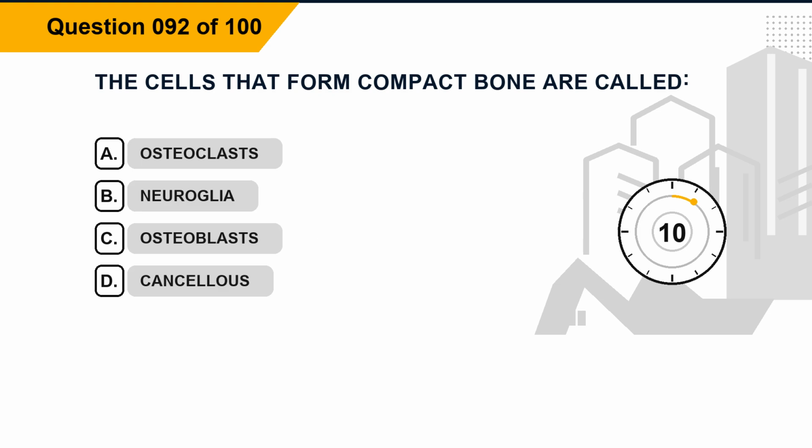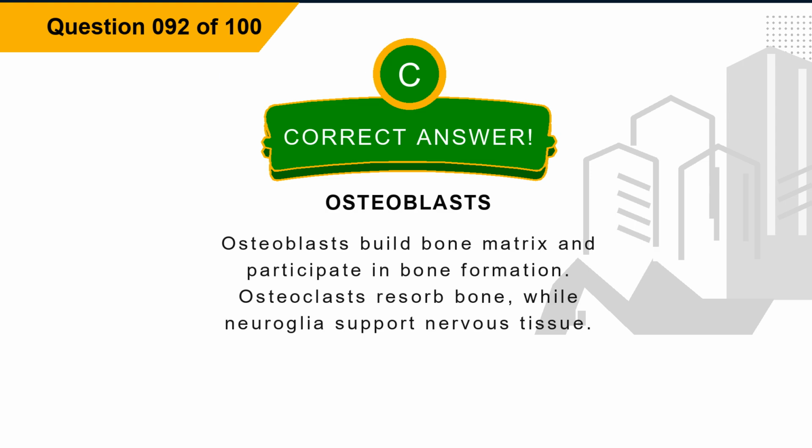Question 92. The cells that form compact bone are called? Option A, osteoclasts. Option B, neuroglia. Option C, osteoblasts. Option D, cancellous. The correct answer is option C, osteoblasts. Explanation: osteoblasts build bone matrix and participate in bone formation. Osteoclasts resorb bone, while neuroglia support nervous tissue.